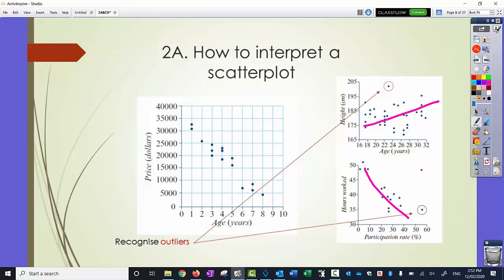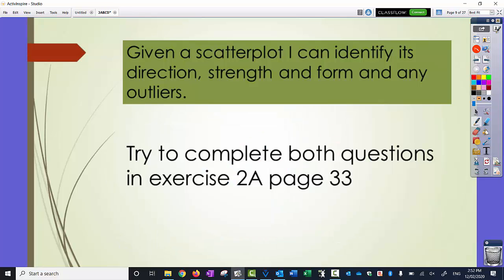And that would be all there is to do with interpreting a scatter plot, so that's all there is in exercise 2A, which is only 2 questions.